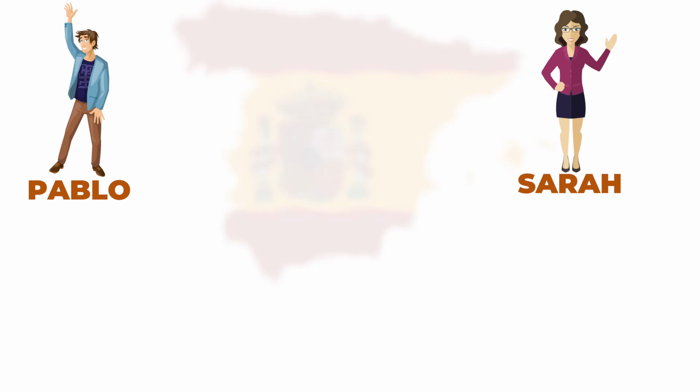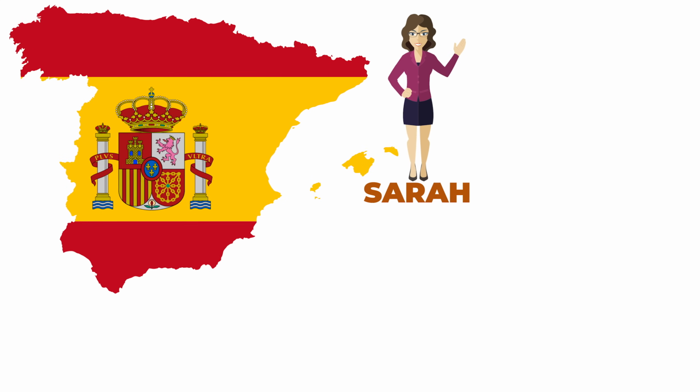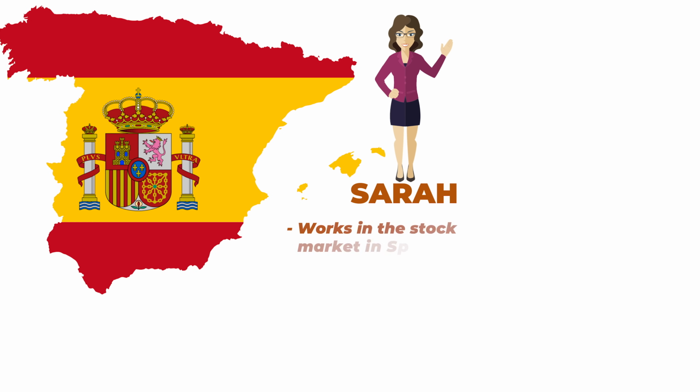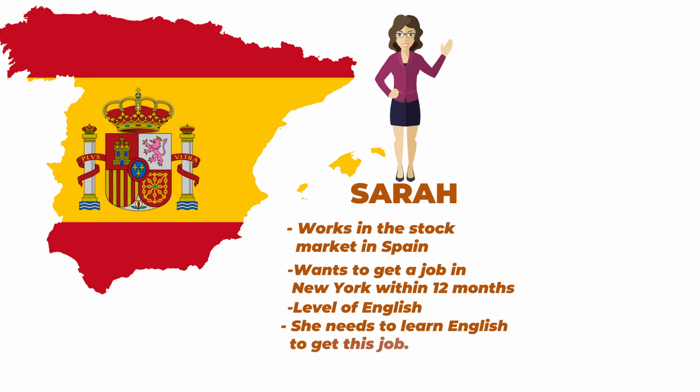Now, Pablo and Sarah are both from Spain and they both want to learn English. Sarah works in the stock market in Spain, but she wants to get a job in New York within 12 months. And something that is holding her back, something that is stopping her from getting this job is her level of English. So she needs to learn English in order to get this job.